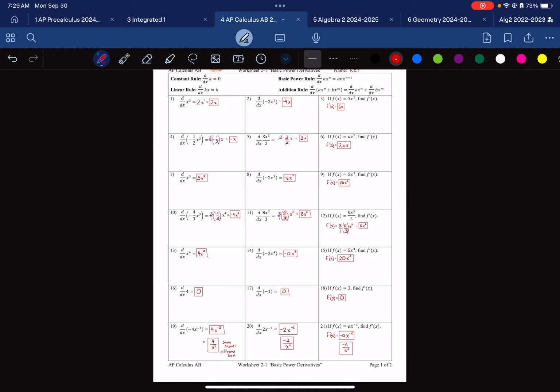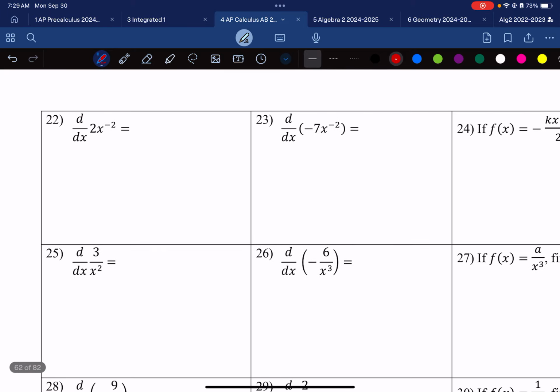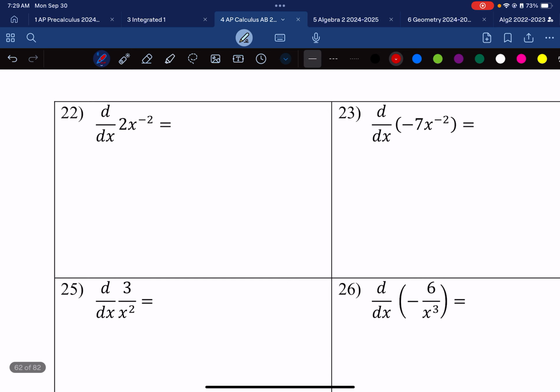All right, front side done. Moving on to the back side. We should be getting a little bit harder now. So negative 2 multiplied by 2 is a negative 4. Negative 4x to the power of, well, negative 2 goes down to a negative 3, and we're done.